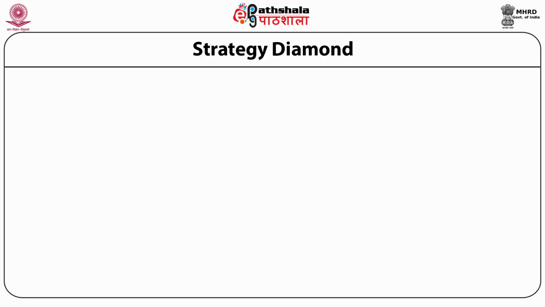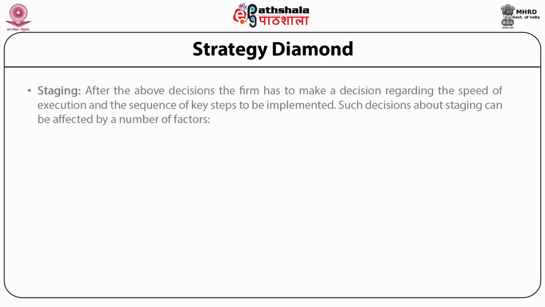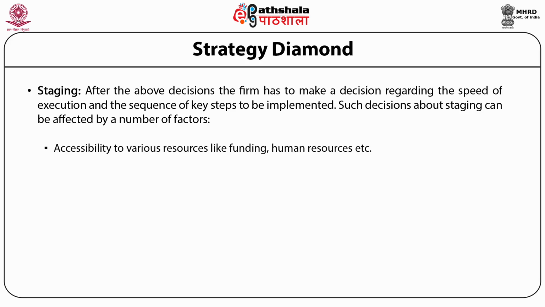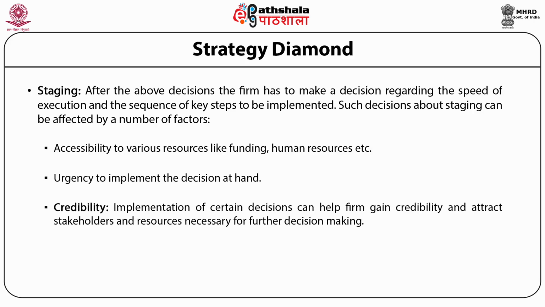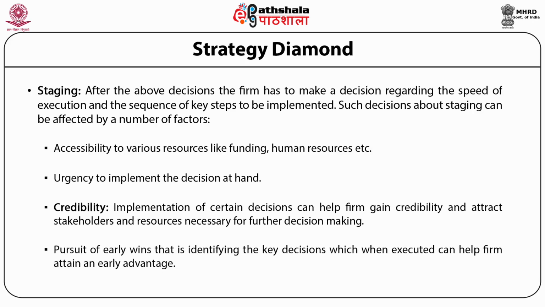Now students, the next element in the strategy diamond is staging. After the above decisions, the firm has to make a decision regarding the speed of execution and the sequence of key steps to be implemented. Such decisions about staging can be affected by a number of factors. Accessibility to various resources like funding, human resources, etc. Urgency to implement the decision at hand. Credibility, pursuit of early wins, etc.